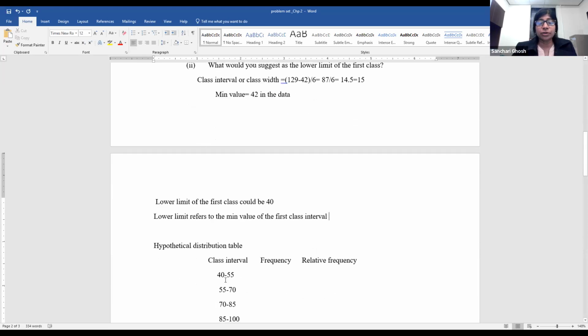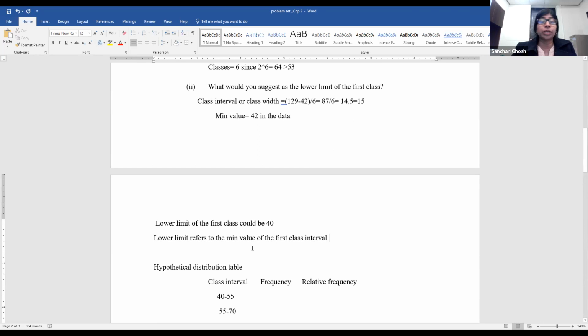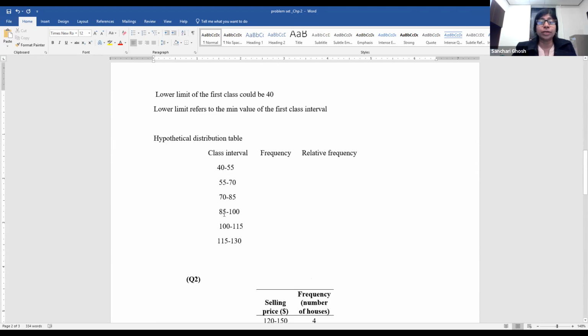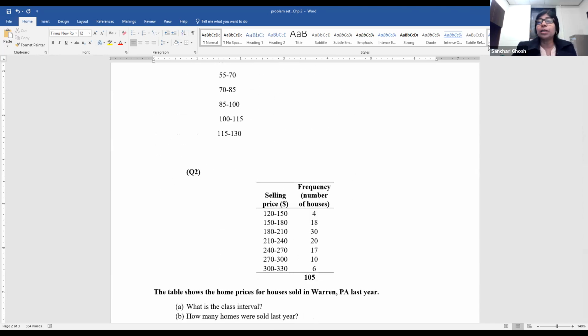Start like this: 40 to 55, 55 to 70, 70 to 85. Remember, the class width was 15 according to our formula. 85 to 100, 100 to 115, 115 to 130. I've taken 6 classes with width of 15. We don't know what the frequency is, whereas the data set, we have no way to complete this part. Now, the next one is important. What I'm going to do is do this problem and take it back to Excel to plot some graphs based on this problem.